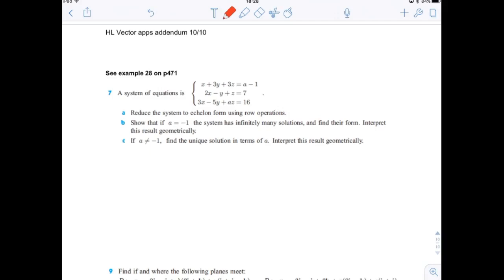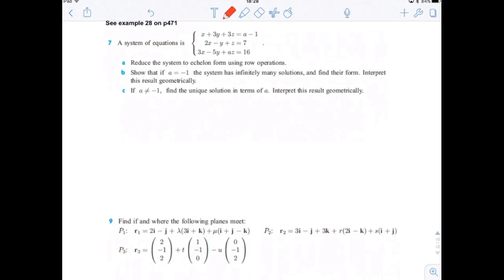Okay, last page of vector apps addendum, page 10. Number 7, a system of equations is, and they give us a system of equations. Reduce the system to echelon form using row operations.